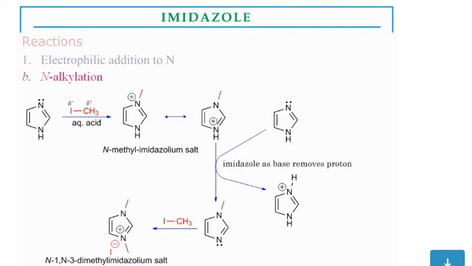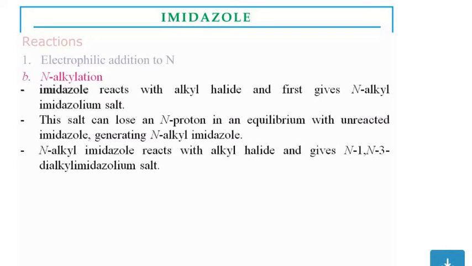Now in alkylations, you can see N-methyl imidazolium salt, and imidazole as a base removes protons, and it takes methyl iodide to give N1, N3 dimethyl imidazolium salt. Now in alkylations, imidazole reacts with alkyl halide and first gives an alkyl imidazolium salt, and this salt can lose an N proton in equilibrium with unreacted imidazole, generating N-alkyl imidazole. N-alkyl imidazole reacts with alkyl halide and gives N1, N3 dialkyl imidazolium salt.